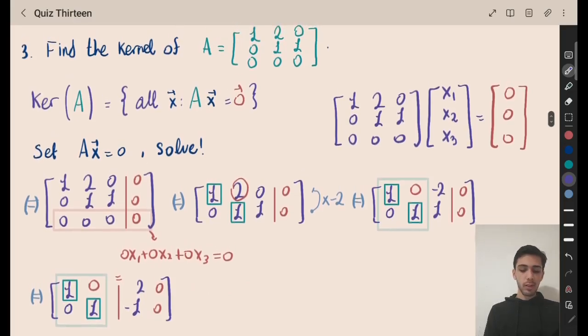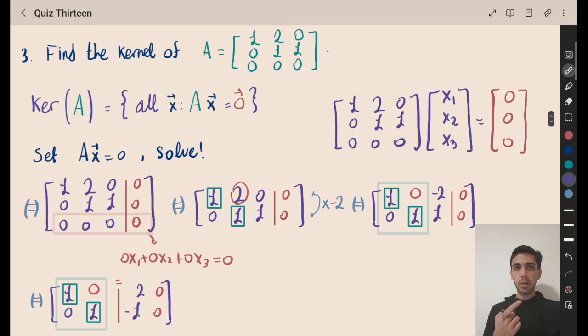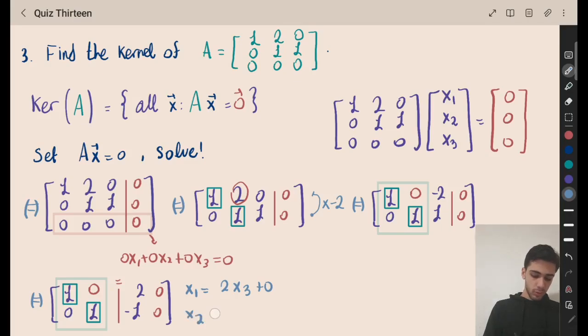I presume you've seen this before. That's why I'm not thoroughly going into the deepest of details. And now I'm able to read this off as x1 is equal to 2x3 plus 0. x2 is equal to minus x3 plus 0. Well, plus 0, we don't really care about it.